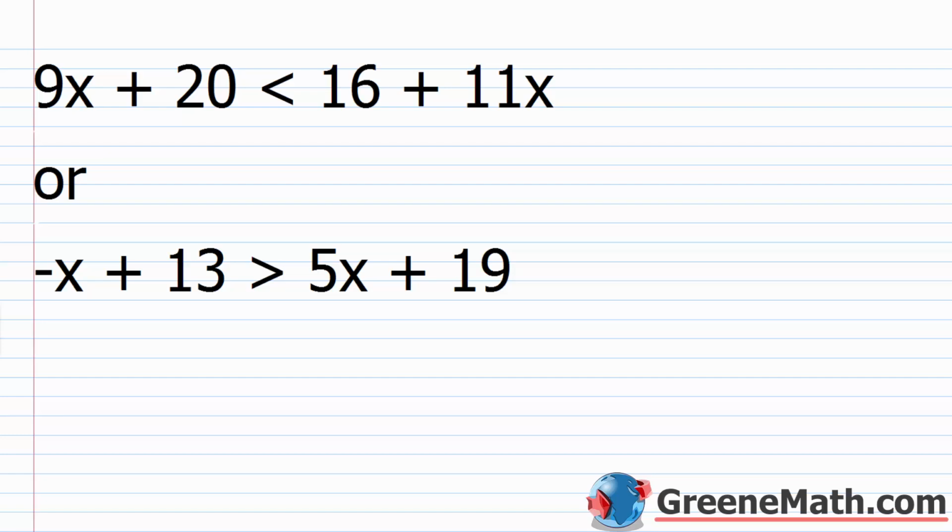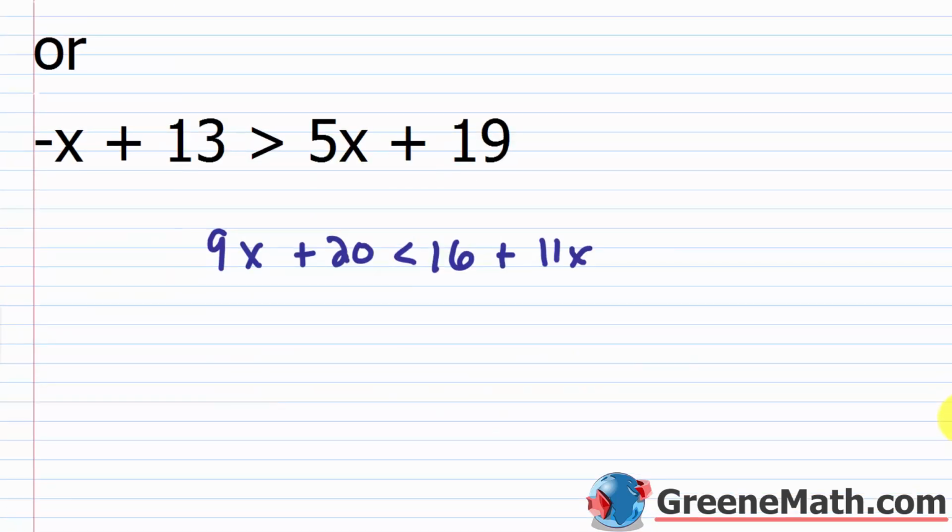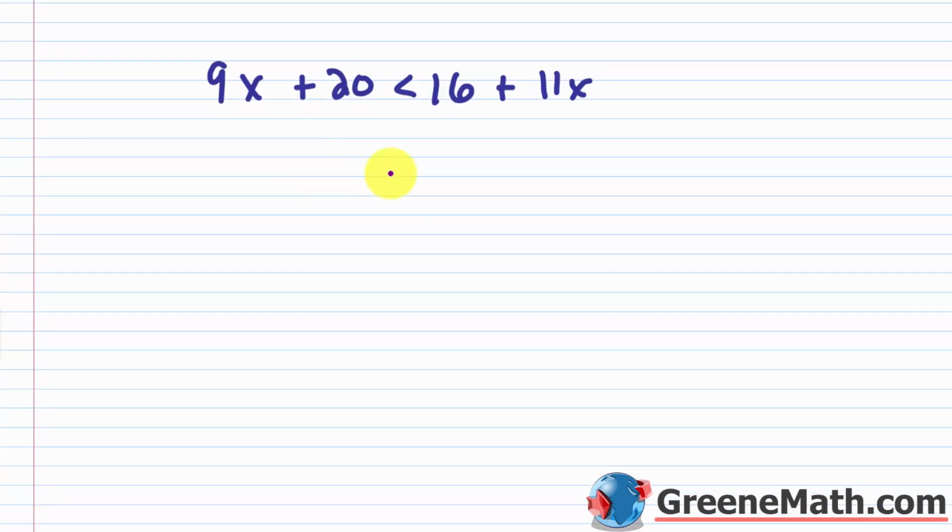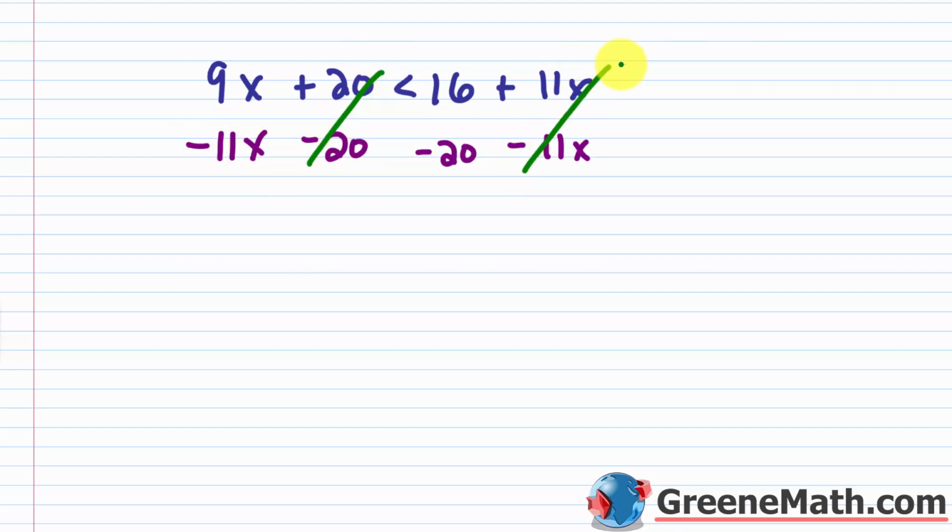So if we look at 9x plus 20 is less than 16 plus 11x, or negative x plus 13 is greater than 5x plus 19. Okay, so we're going to solve each one individually again. So let's write this one down here. We have 9x plus 20 is less than 16 plus 11x. So what we want to do is subtract 20 away from each side. And let's just go ahead and subtract 11x away from each side. And we can cancel this and we can cancel this.